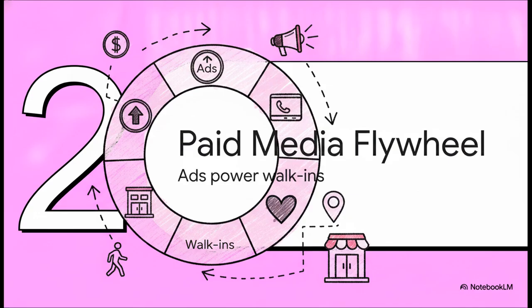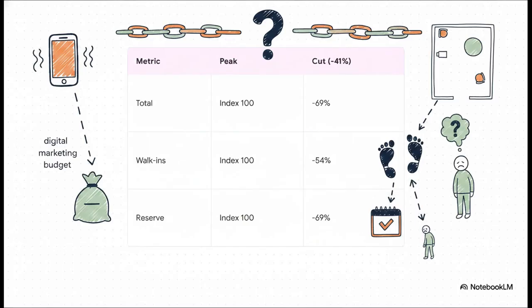Moving right along to Section 2, the Paid Media Flywheel, how ads secretly power offline walk-ins. So there is this hidden link between your digital marketing budget and your actual physical floor plan. Let's look at some live benchmark data from fine dining venues in the UAE over a 91-day period. When an operator cut their paid media budget by 41%, total reservations unsurprisingly collapsed by 69%.